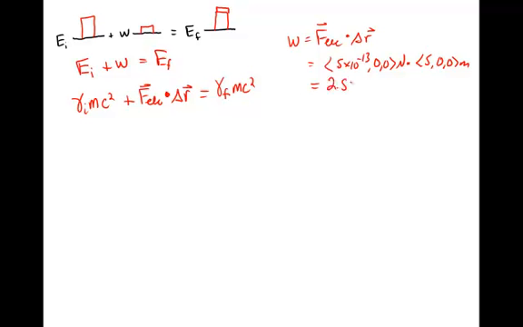So I'm going to get 2.5 times 10 to the negative 12 newton meters, plus the y components give me 0. The z component gives me 0. So the work done by the electric field on the electron is 2.5 times 10 to the negative 12 joules. So, start plugging things in.